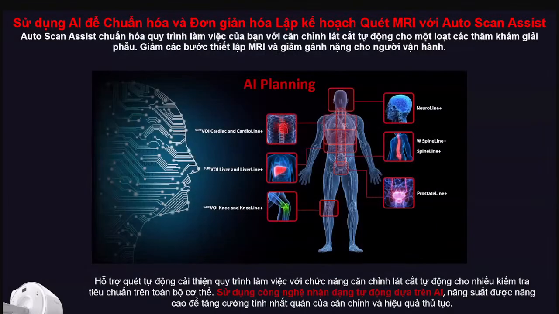So this is our auto scan assist, where we use AI for planning for different parts of the body, from neuro, to cardiac, liver, knee, or even full spine and prostate. So these are all AI-based anatomical detections, and this planning will reduce significant workflow in terms of manual clicking and dependence on the level of experience of the technician or radiographer.